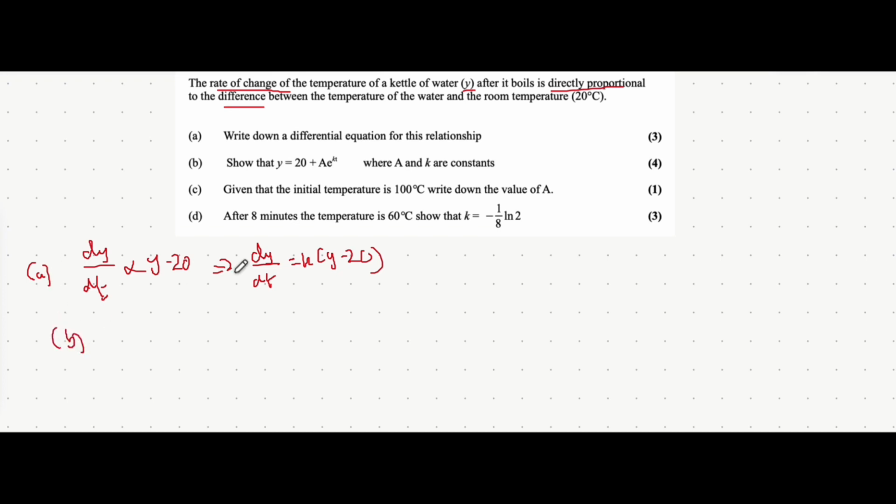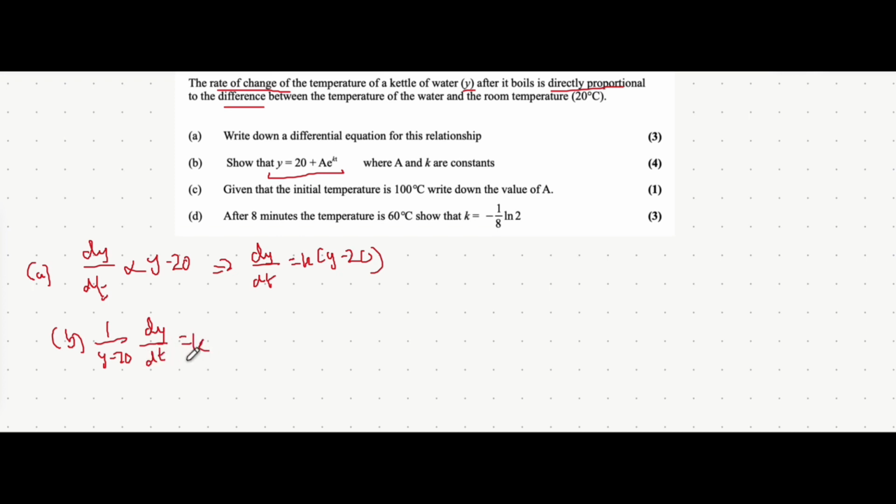Moving on to part B of this question, how you can show that y is equal to ae to the power of kt. From this expression here, this is when differential equations come into play. So just a reminder, you take all the terms with y to one side, and all the terms that don't have y, you keep on the other side. In this case, let's divide both sides by y minus 20. So we have 1 over y minus 20 dy by dt is equal to a constant.